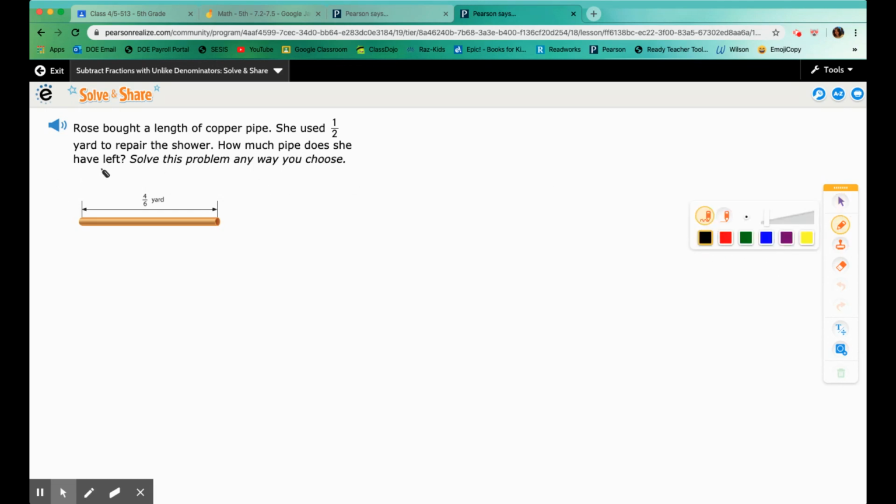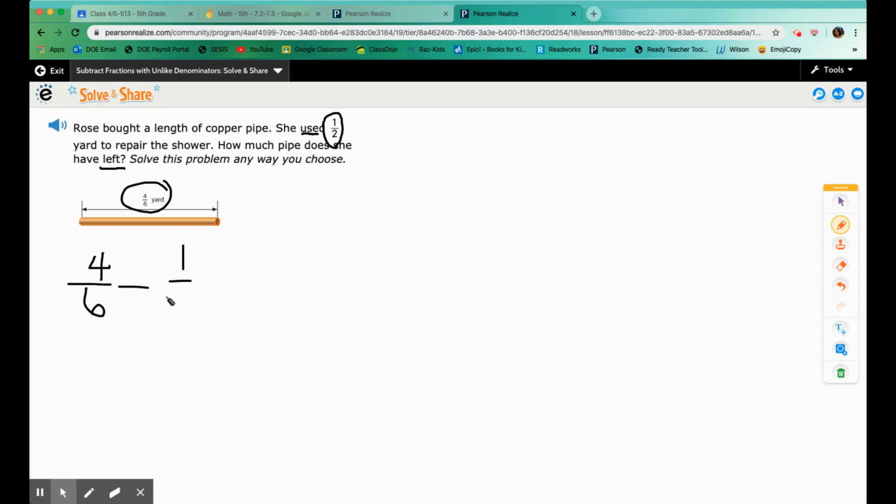So keywords: left, she used. Remember, when you're using something, it goes away. So here it says that she has 4/6. But she used 1/2 of a yard to fix her shower. So just like before, we can see that the denominators are not the same, so we need to make a list.